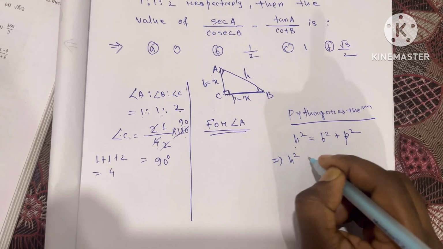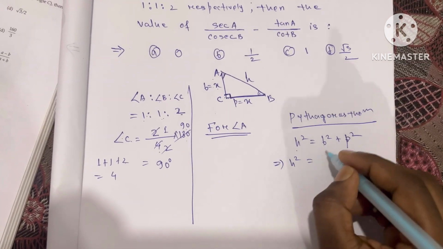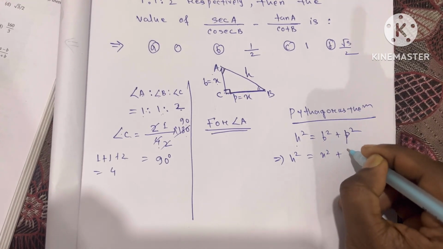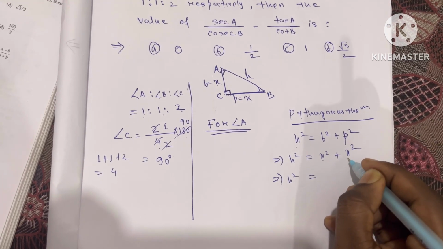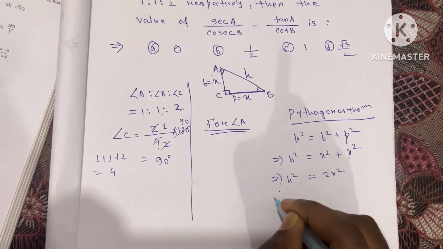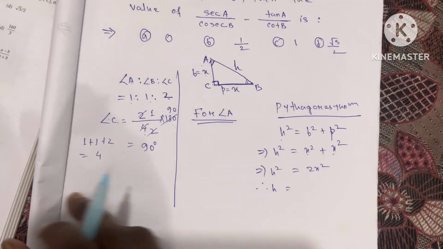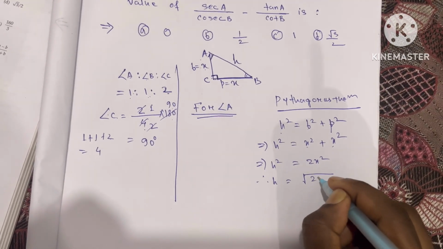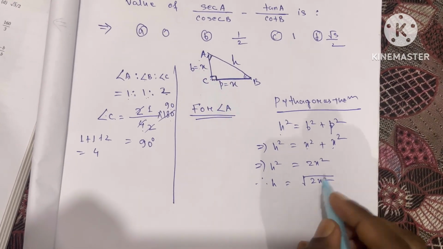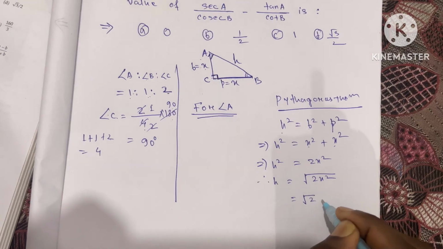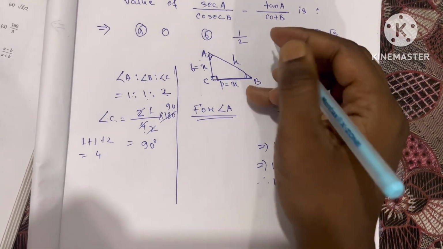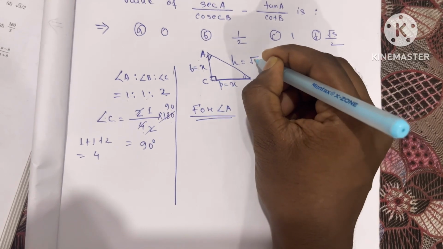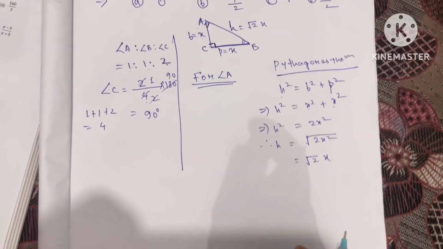The h value I don't know. h square is equal to b square plus p square. The b value is x, so x square plus p value also x square. So h square is equal to 1x square plus 1x square, 2x square. But I need the value of h. So h will be root over 2x square. But 2 is a prime number, so you cannot remove that. Root over x square means x. So I got the value of h is equal to root 2 x.